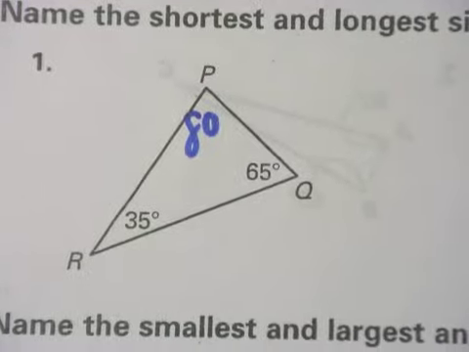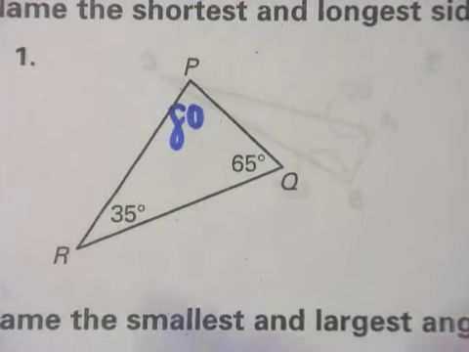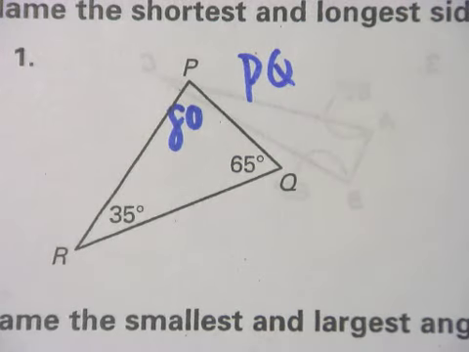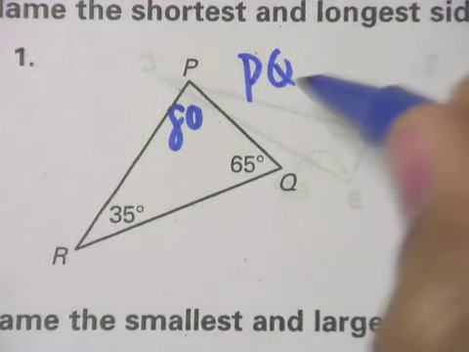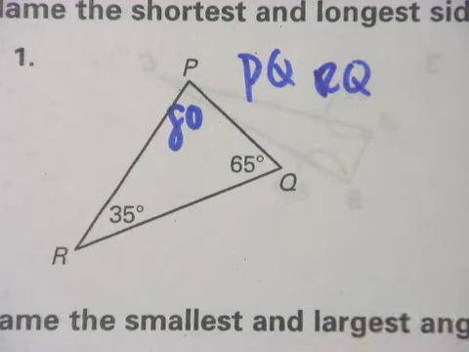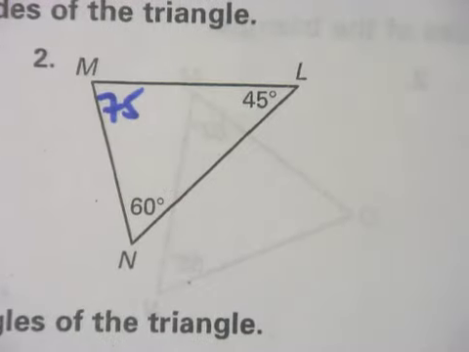And now that I have all of the angles inside of my triangles, I can tell which side corresponds to it. So if this is 35 degrees, which is the smallest angle, I know PQ is going to be the smallest side. This is 80, which is the biggest angle, so I know then RQ is going to be the biggest side. And I can just put segments there if I want.